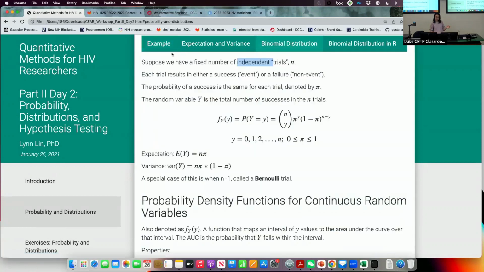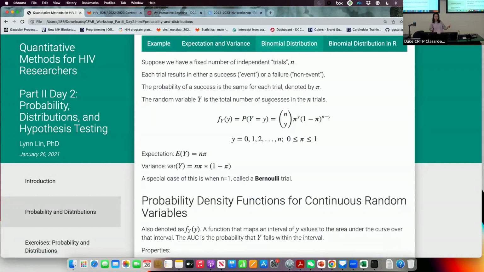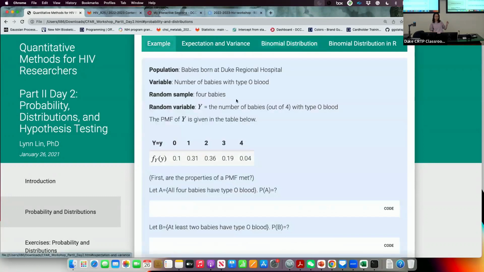Okay, so in this case, what's this random variable? The random variable is the number of babies with blood type O, which is the total number of successes in those 4 babies, right? So after reading everything, does this y follow a binomial distribution? Yes, right? So this one actually follows a binomial distribution.